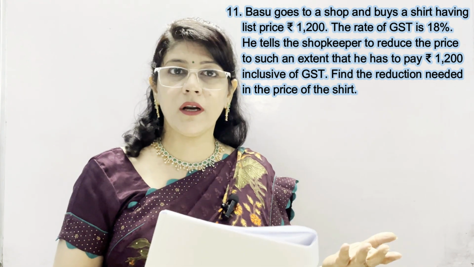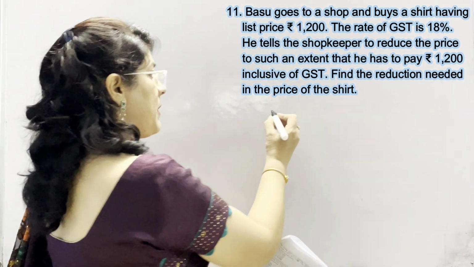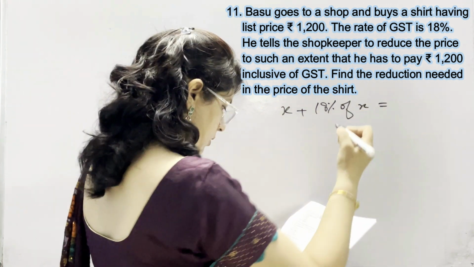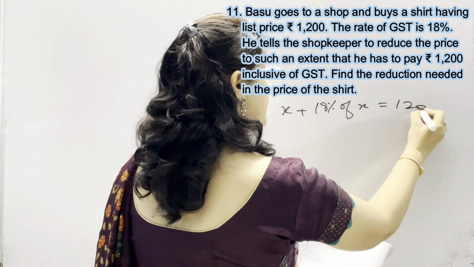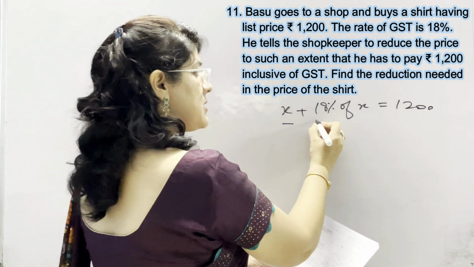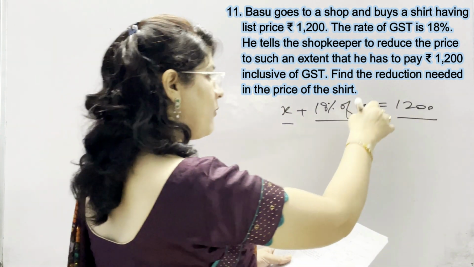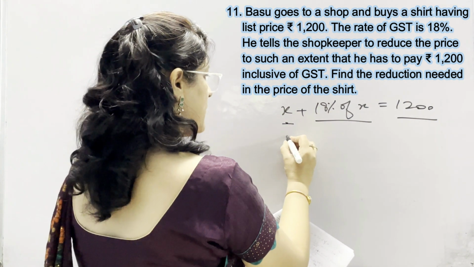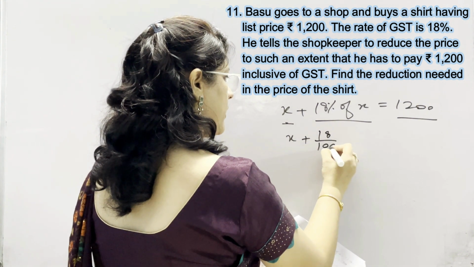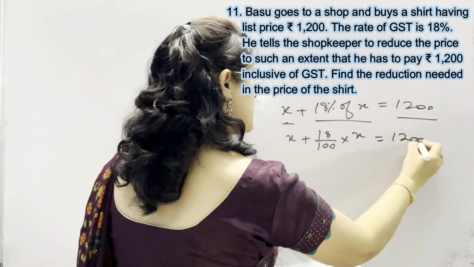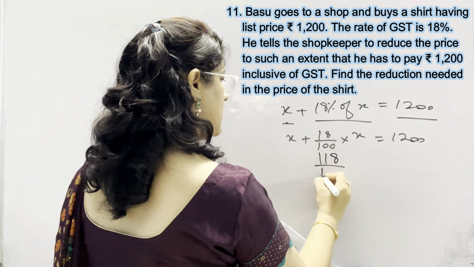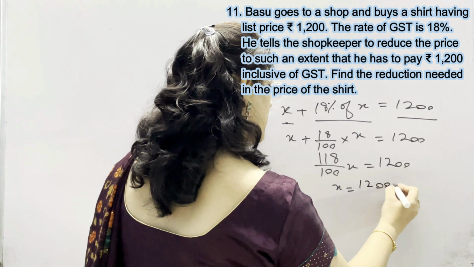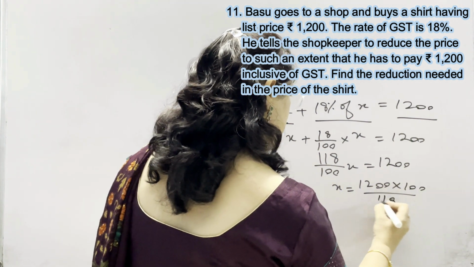तो यहाँ हमें एज्यूम करना पड़ेगा कि मार्क प्राइस क्या है. तो लेट द मार्क प्राइस इज x including 18% of GST. Now Basu wants to give only rupees 1200. So this is the mark price, this is the GST, and this is the total price which he wants to pay. Now shopkeeper has to reduce its mark price up to this extent. Now x plus 18 upon 100 into x is equal to 1200. So 118 upon 100 x is equal to 1200. So x is 1200 into 100 divided by 118.